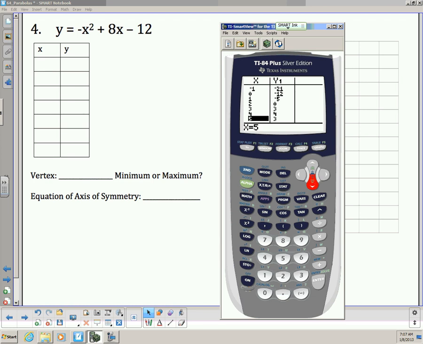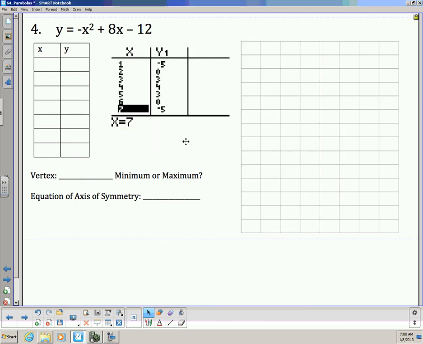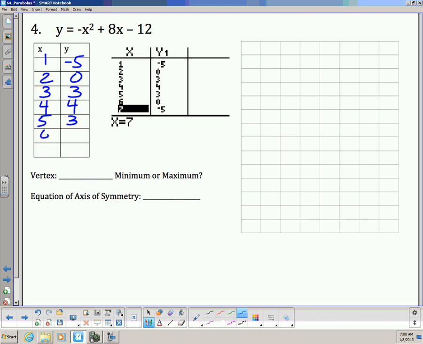And now I see 2 3s. That's good. And now I see a 0. That's good. And now I see a negative 5. And lo and behold, there's my pattern. So here's my pattern. And I can copy this table directly into my calculator. I have 1, negative 5, 2, 0, 3, 3, 4, 4, 5, 3, 6, 0, and 7, negative 5.